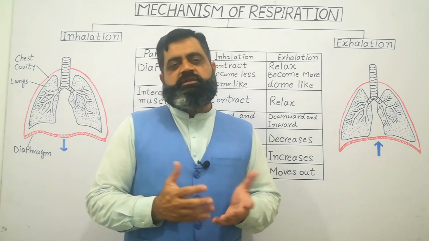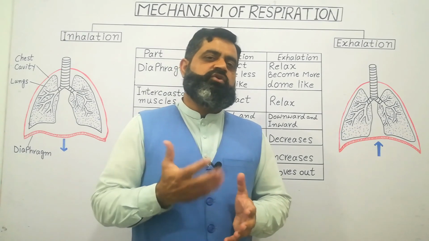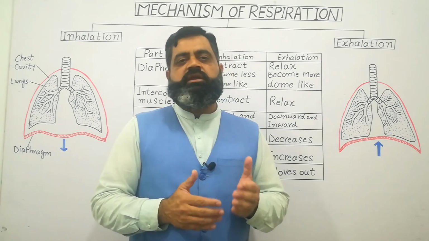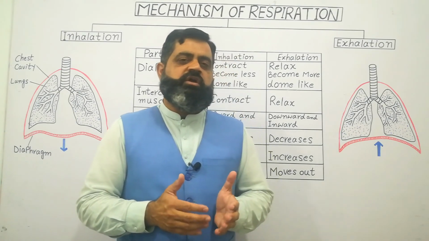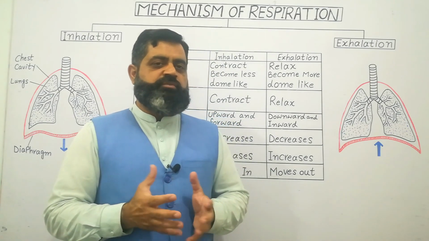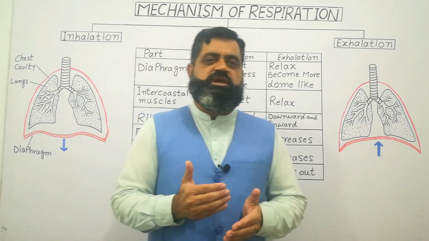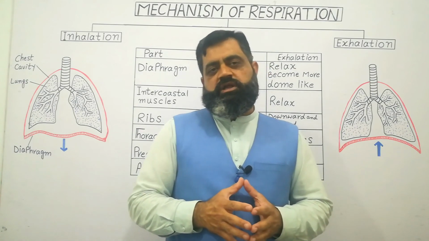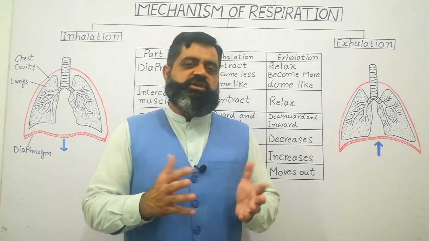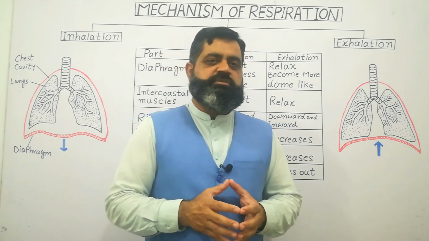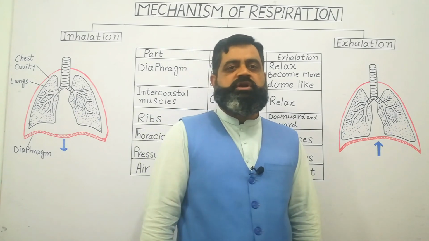But the breathing rate or ventilation rate may increase or decrease depending on the activity you are performing with your body. During exercise, this can reach up to 40 times per minute. But in the normal state, when we are at rest, this breathing rate is only 15 to 20 times.